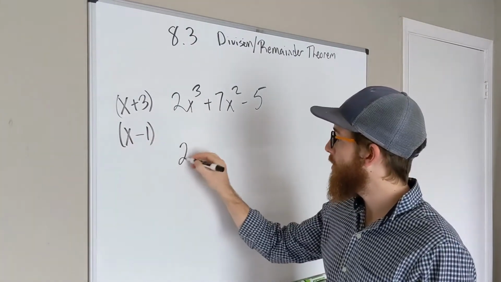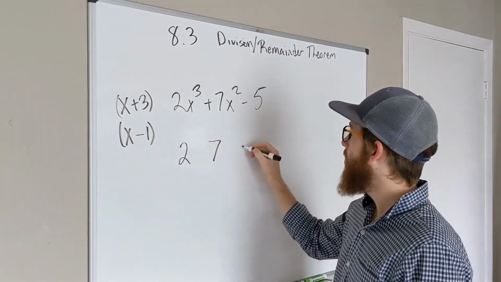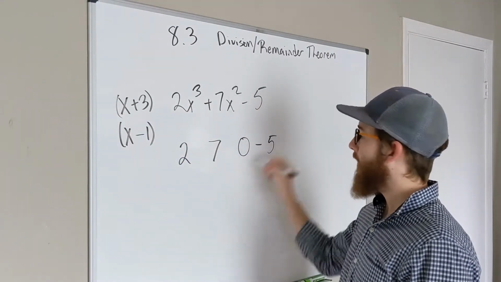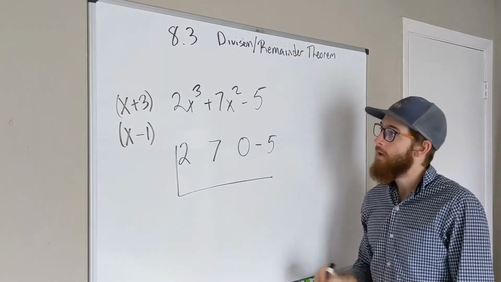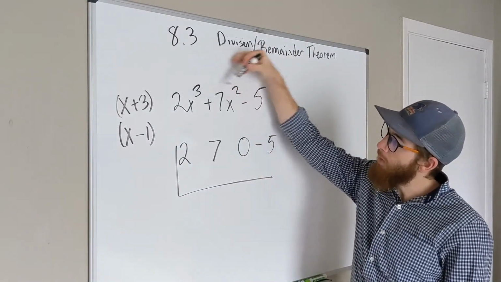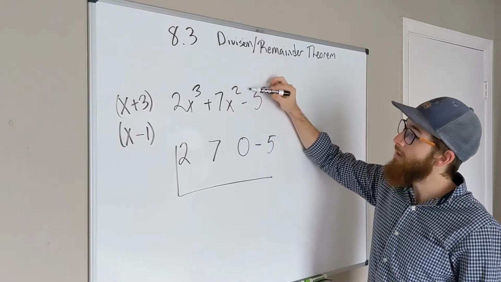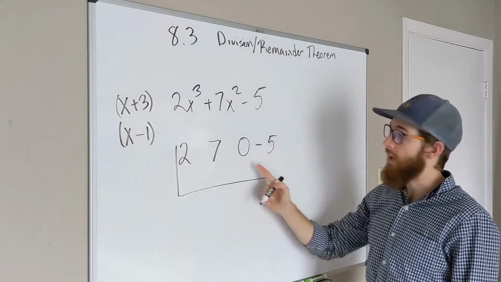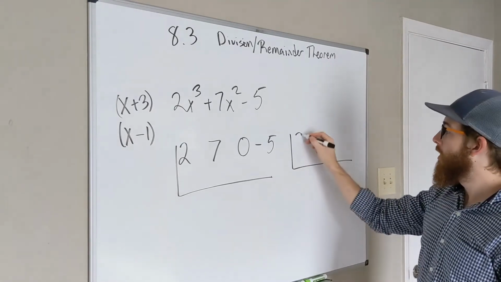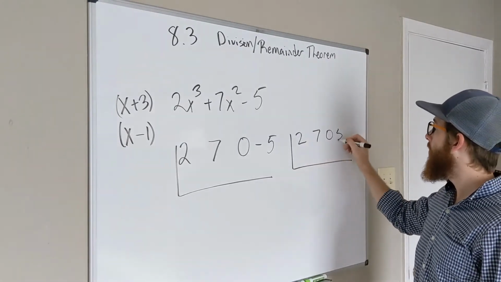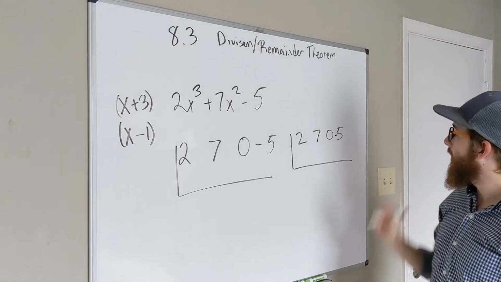So I'm going to have 2, 7, 0, -5. Now, why did I include the 0? Because we have a cube and a square, but we don't have a linear piece, so I have to have a placeholder. So I'm just going to rewrite that again over here: 2, 7, 0, -5. I forgot the negative.